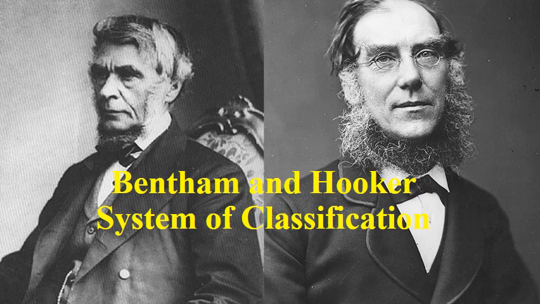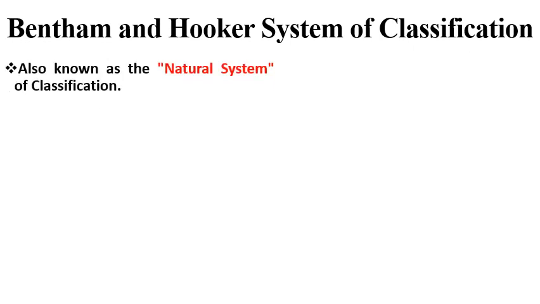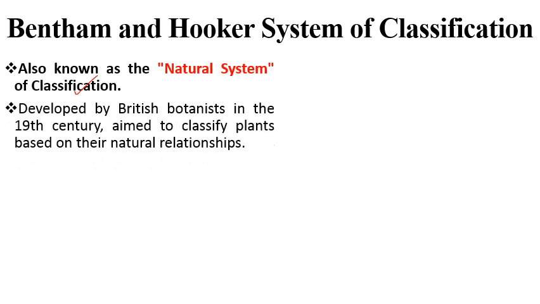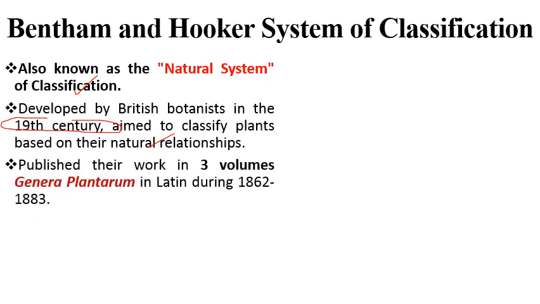So I will focus on this classification, that is Bentham and Hooker system of classification. This was also known as natural system of classification, and was developed by British botanists in the 19th century, aimed to classify plants based on their natural relationships, and published their works in 3 volumes of Genera Plantarum in Latin during 1862 to 1883.